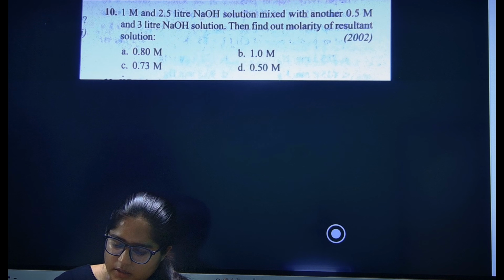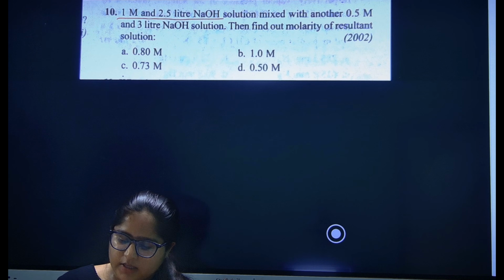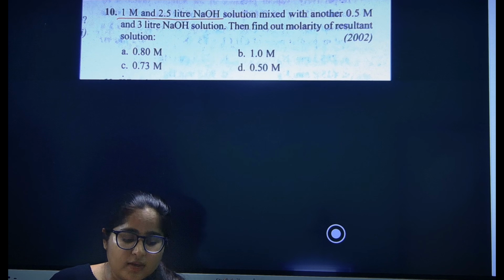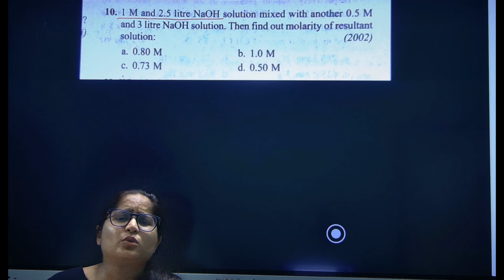Now let us see the next question. 1 molar 2.5 liter NaOH solution is mixed with... again a mixing question has come. So whenever there is a mixing question, what will you do?